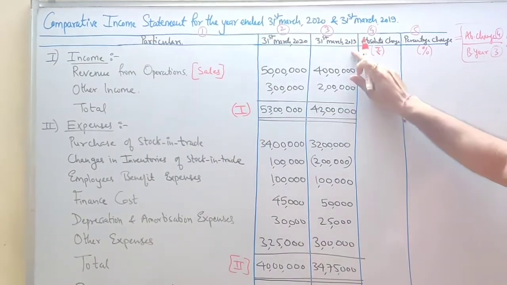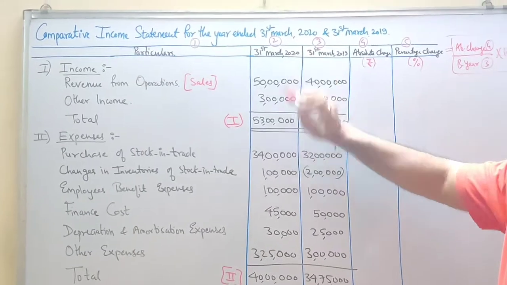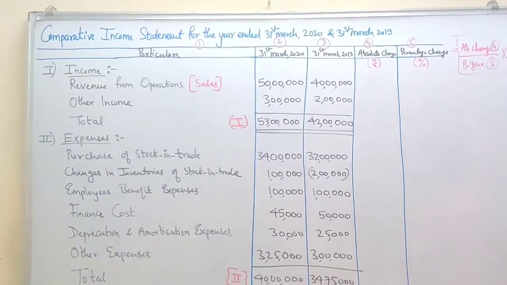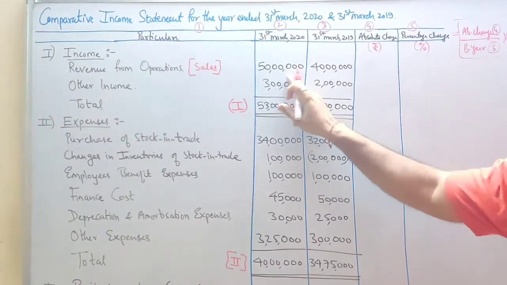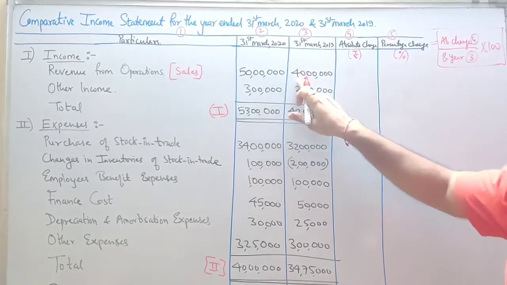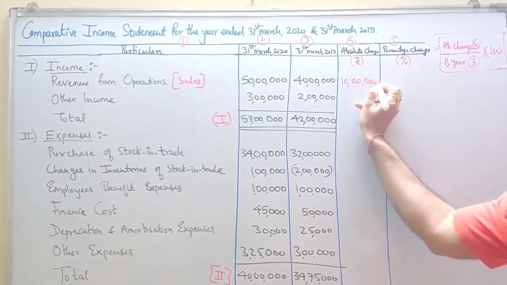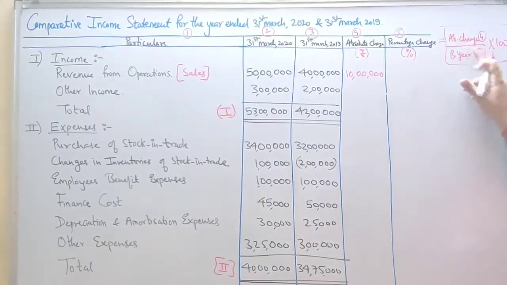So what was sales in the 2019 year? 40 lakhs. And in 2020, sales of the company is 50 lakh. So it's very clear that the sales have increased by what amount? You have to minus it. So 50 lakh minus 40 lakh, it got increased by 10 lakh. Understood? Now let's use the formula.